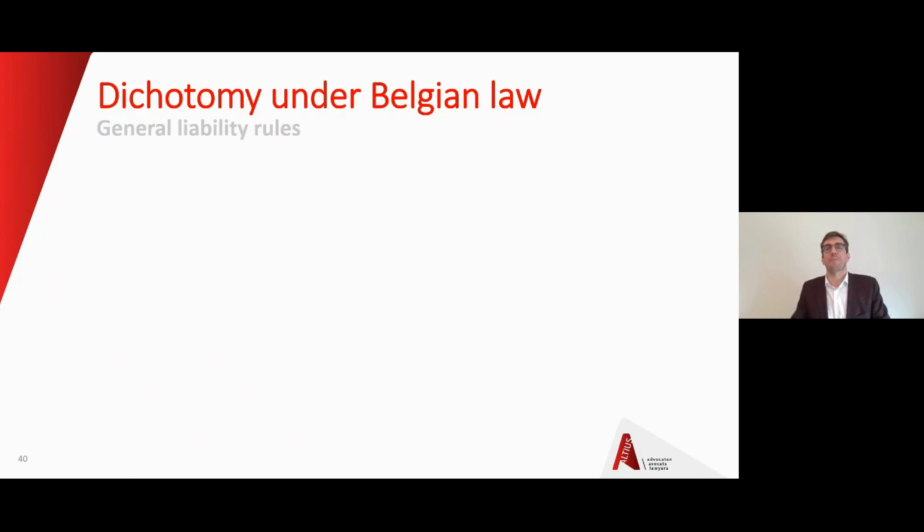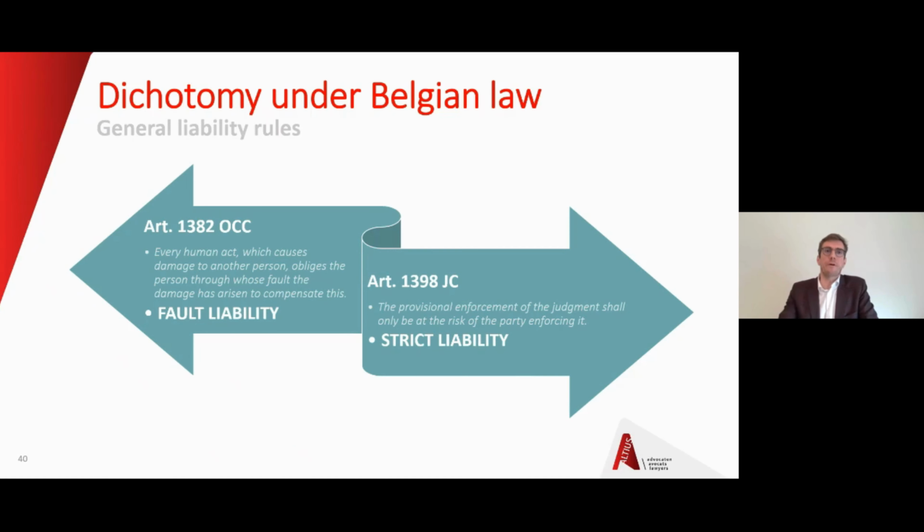And under Belgian law, in Belgium, there's always been a distinction between 2 very different systems, and that results from the general liability rules. We have Article 1382 of the old Civil Code, which is actually the basis for any liability, fault liability, tort that has resulted from one's fault. So it's fault liability.